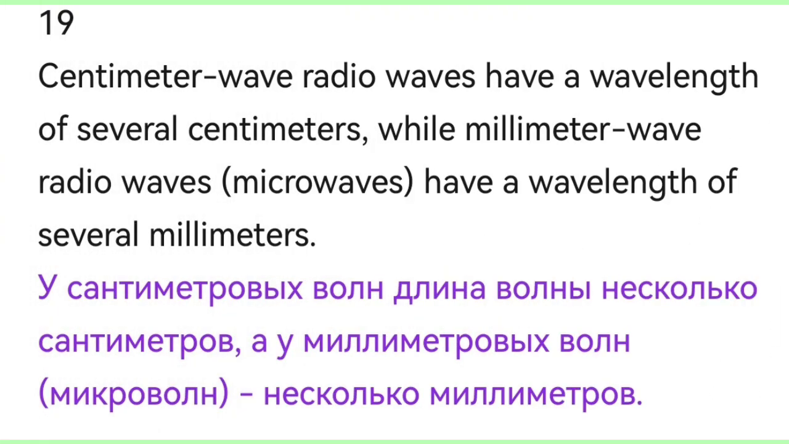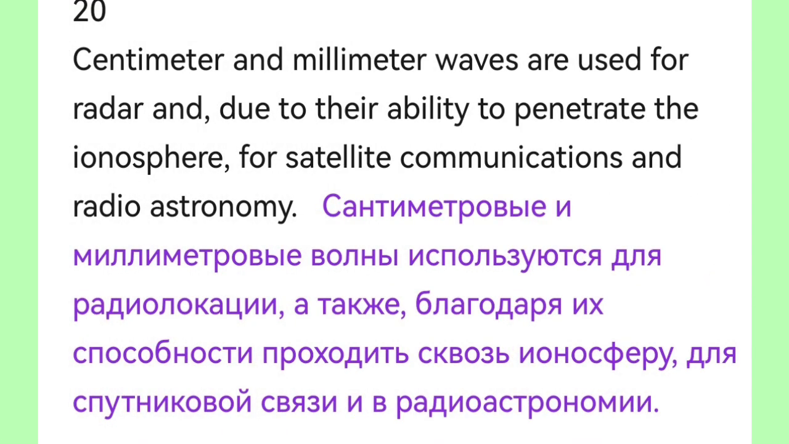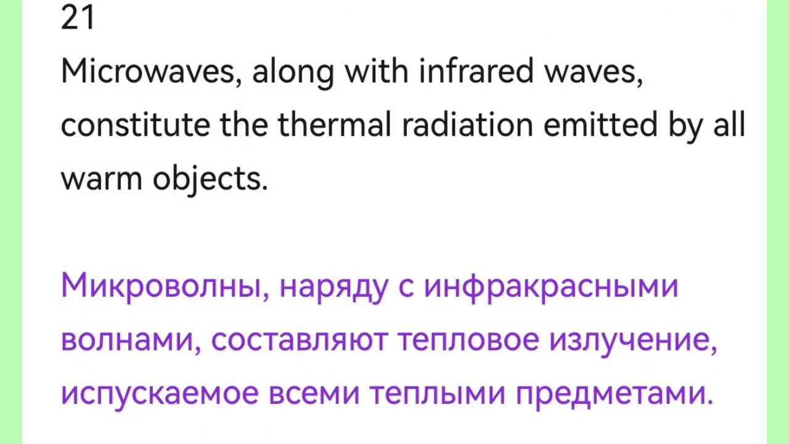Centimeter wave radio waves have a wavelength of several centimeters, while millimeter wave radio waves, microwaves, have a wavelength of several millimeters. Centimeter and millimeter waves are used for radar and, due to their ability to penetrate the ionosphere, for satellite communications and radio astronomy. Microwaves, along with infrared waves, constitute the thermal radiation emitted by all warm objects.